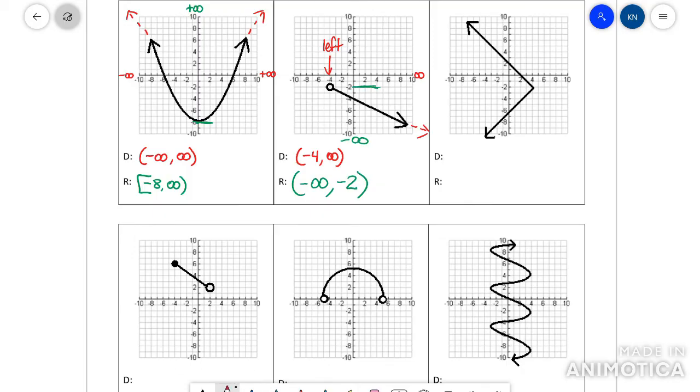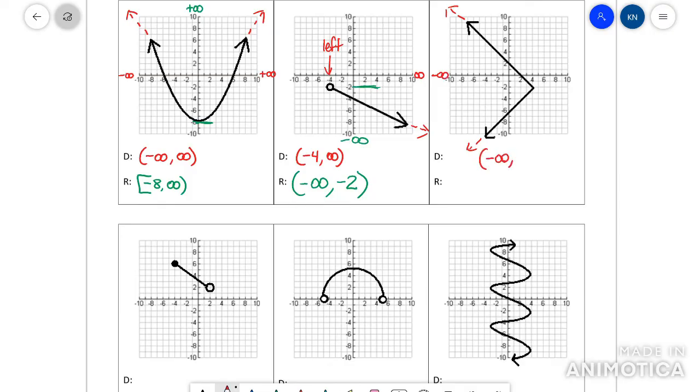Okay, the next one has two arrows, both of them going left, like so. So in terms of the domain, how far left it goes, how far right it goes, the furthest left that it goes left forever to -infinity.